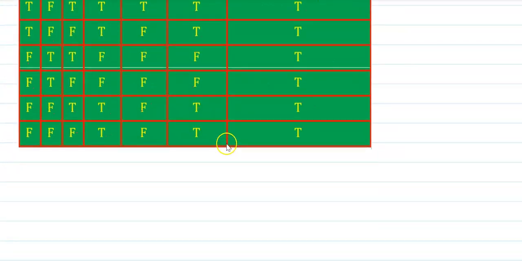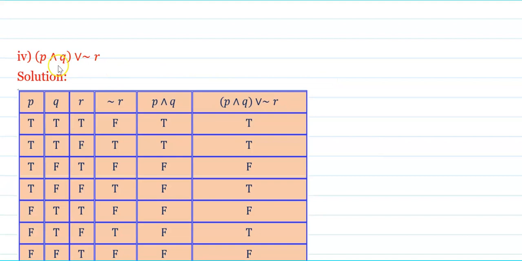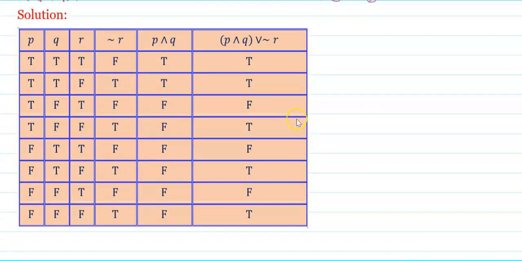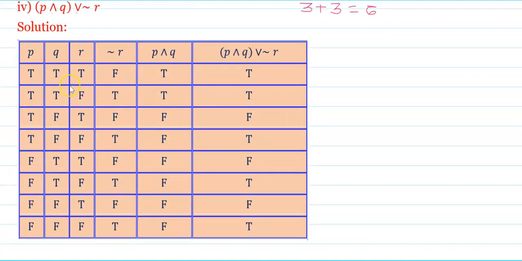Okay. Now the next question: P in bracket P and Q or negation of R. There are three statements and the connectives are 1, 2, 3. So 3 plus 3 equals 6. Okay, 6 columns, 1, 2, 3, 4, 5, 6. And what about the rows? There are 8 rows.